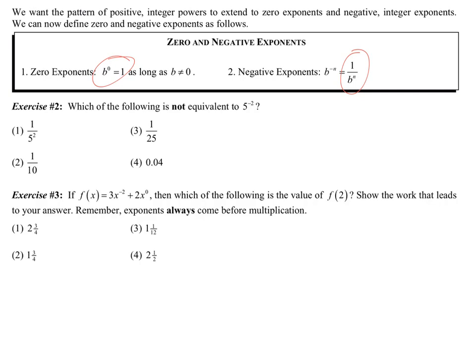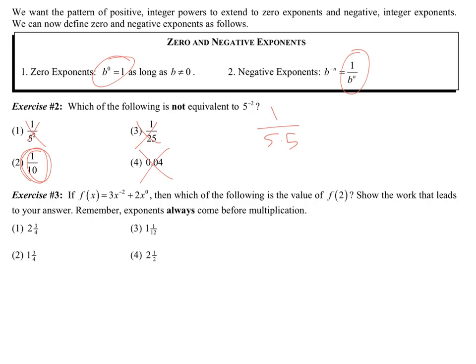Well, 5 to the negative 2 is 1 over 5 times 5. Well, 5 times 5 is 25, so this one works, so that can't be the one that's not. Well, 1 over 5 squared also works, so that can't be it either. And there's no way that 5 and 2 are the same as 10, so 1/10 has to be the answer. And then 1 over 25, if you were to divide 1 by 25, you get 0.04, so that is also equivalent.